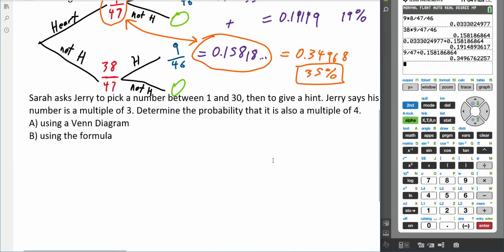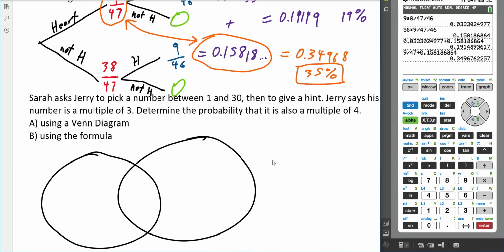Sarah asked Jerry to pick a number between 1 and 30, then to give a hint. Jerry says his number is a multiple of 3. Determine the probability that it is also a multiple of 4. So what are we going to do here? There's two things it tells us. First of all, use a Venn diagram. So let's try that right now.